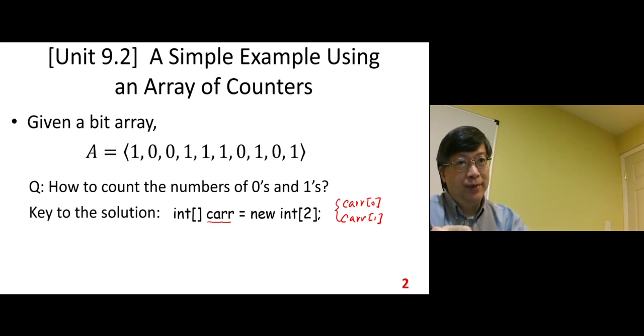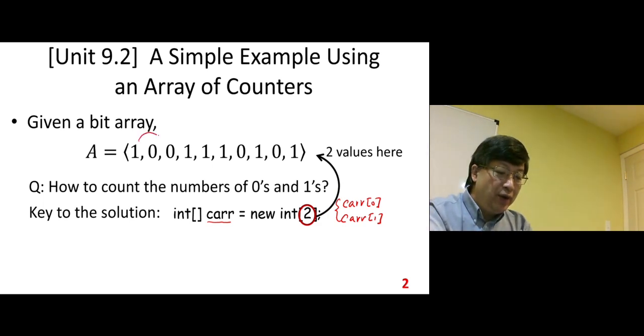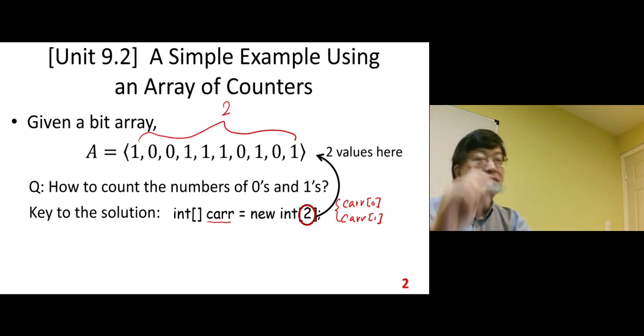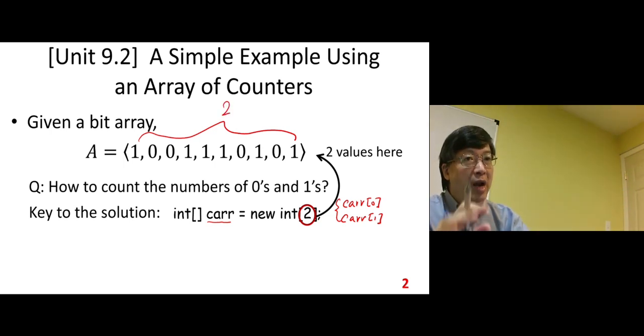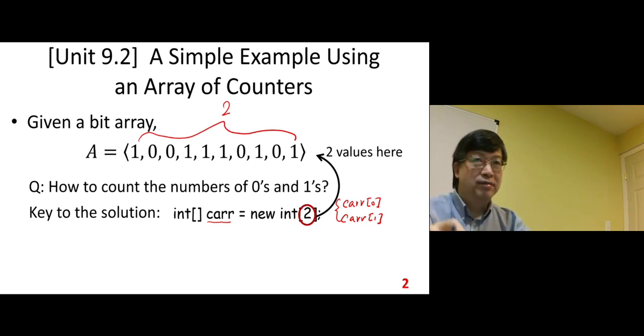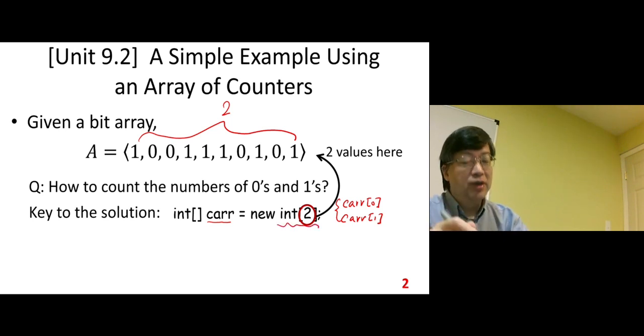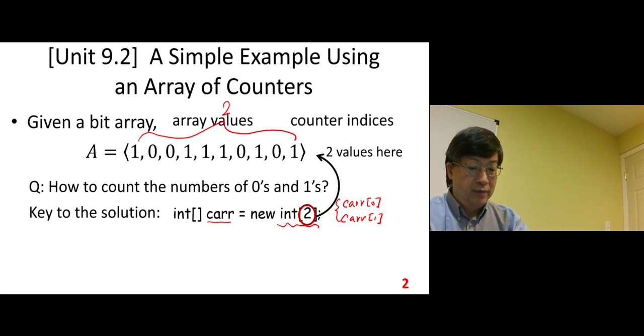But why is it useful? So let's look at that. Here, the array size is 2. Why do we use the array size 2 here? There is some reason. Because we only have 2 values for our array elements. Our array elements can only take 2 different values. Those 2 values correspond to 2 elements in the counter array. So very natural, 1 element targeting 1 value. So that's why there is some reason.